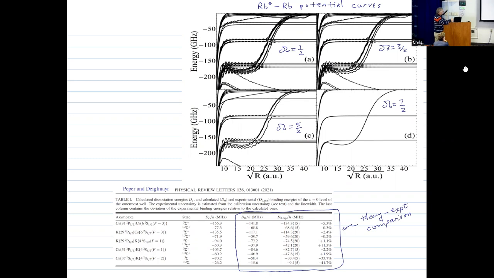Here is a test on this table, from the Geigelmeier group paper in 2021, basically using this Hamiltonian and gaining reasonably good agreement with their experimental spectroscopy on these different ultra long range Rydberg molecules, most of them federal. So we're pretty confident the theory does.